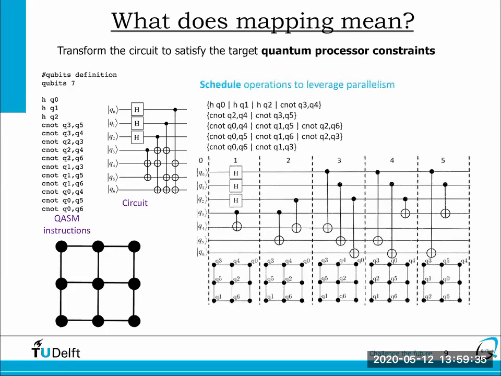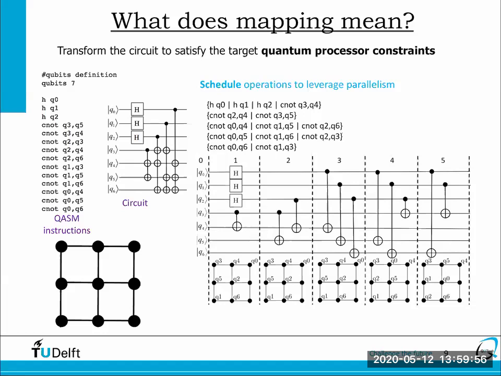So as I just mentioned, one of the things that you can do, and not in this order, is to schedule the operations to leverage the parallelism of them, right? Instead of doing one operation after the other, you can perform some operations in parallel in order to save some cycles or steps in your circuit.